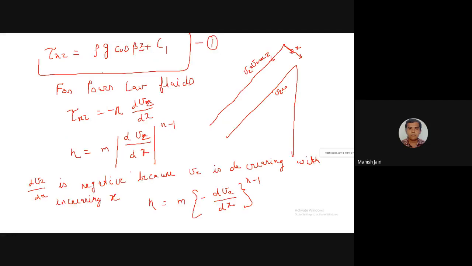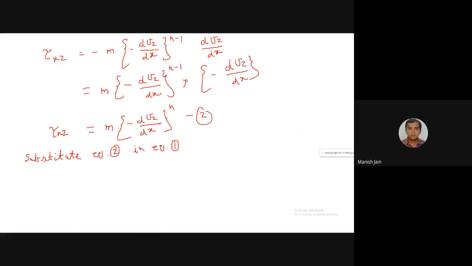Okay, so here you have to substitute. Before substitution, you can also check the C1. Okay, so first we will substitute, then we will check the C1. Okay, so here you will get m in bracket minus dvz by dx to the power n equal to rho gx cos beta plus C1.